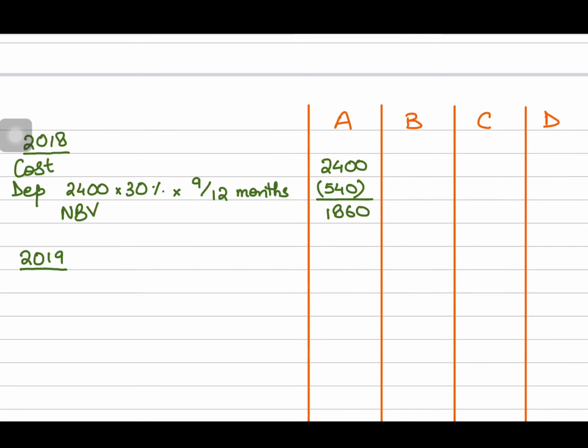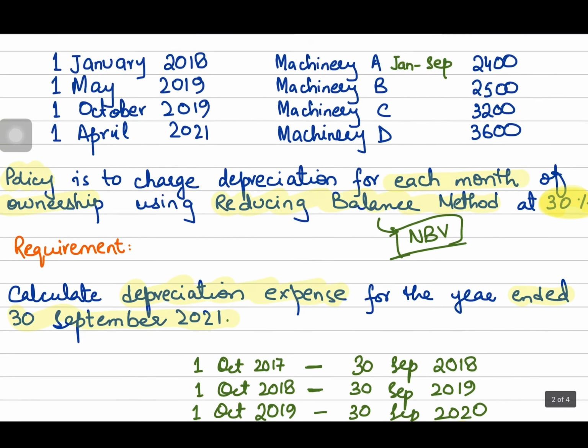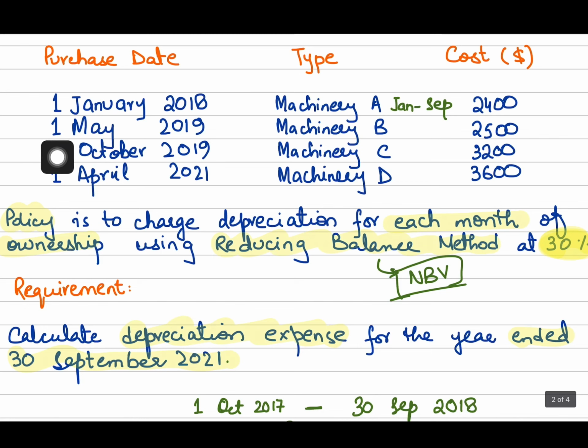Okay, now what is happening in 2019? Are we purchasing any other asset? We are purchasing on 1st of May 2019. This means that this asset will remain in the business from May till September 2019, right? So for how many months? For 5 months, right? The first was for 9 months, this is for 5 months.